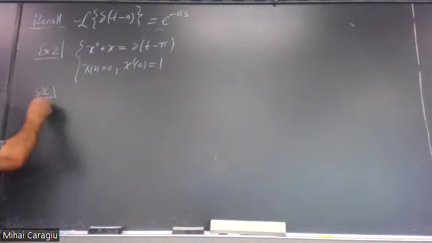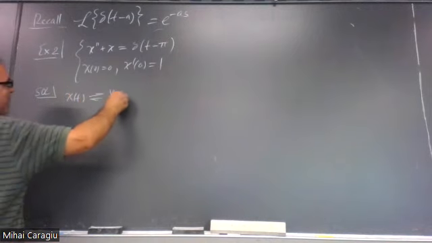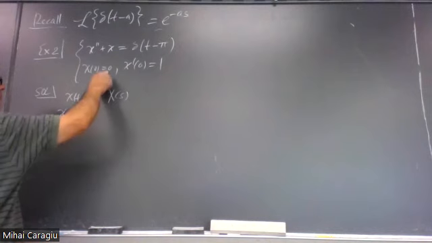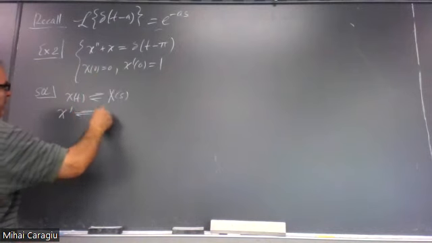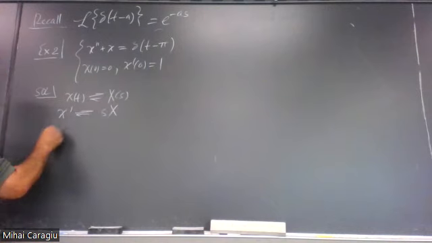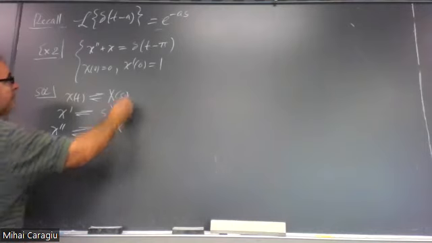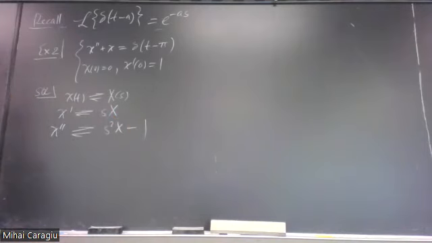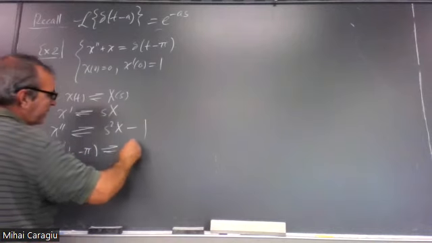Solution. Small x of t again transforms into big X of s. Small x prime, because of the initial condition, small x of 0 is 0, transforms into sX. Small x second transforms into s squared X minus 1, the next initial condition. And delta of t minus pi transforms into e to the minus pi s.